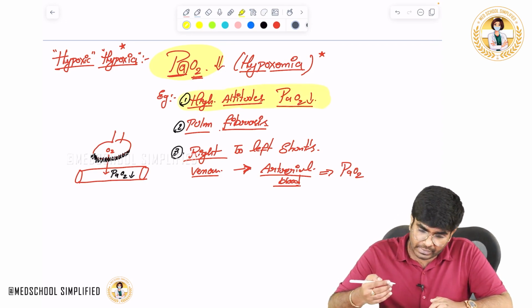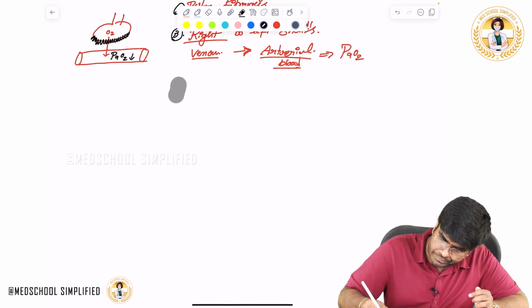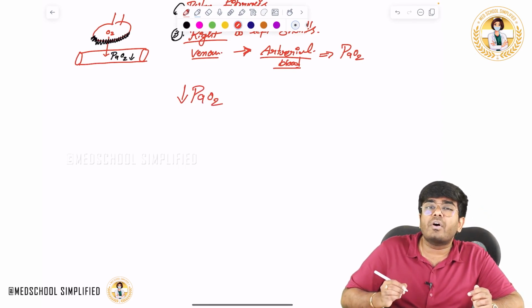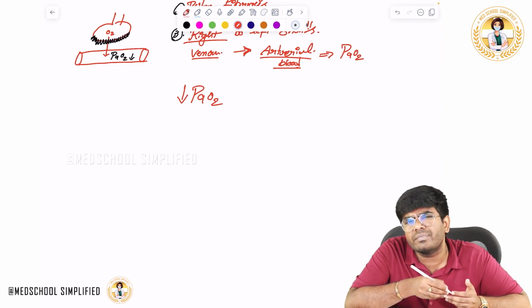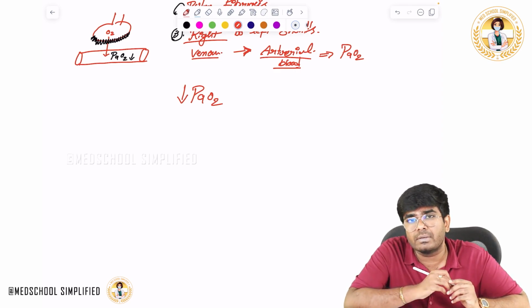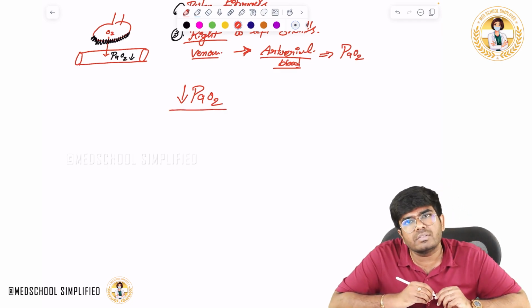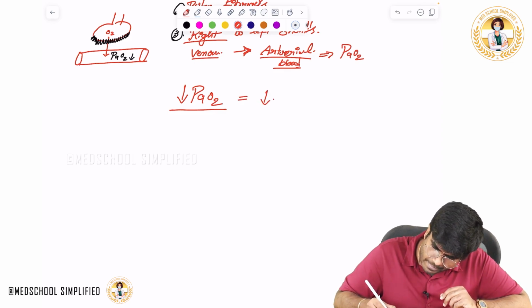Okay. Now, other parameters, how are they going to change? First, the partial pressure of oxygen, PaO₂, decreases. If the partial pressure of oxygen is less, can I say something like this? Partial pressure of oxygen is because of dissolved oxygen, 3% dissolved oxygen. If I am saying partial pressure of oxygen is less, what about the dissolved oxygen? Automatically, dissolved oxygen is also going to be less.